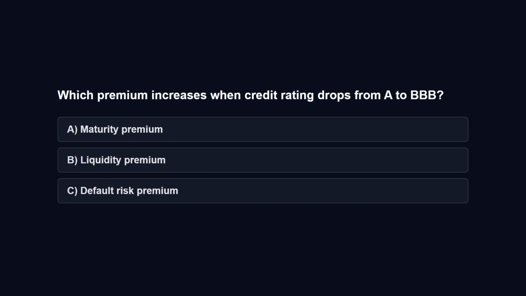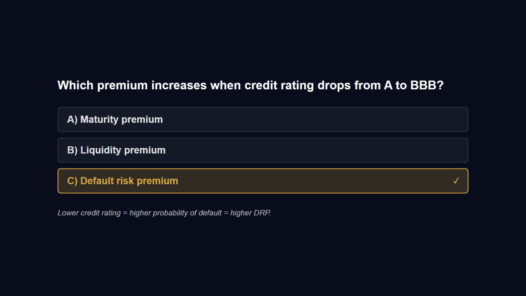Question 5. Which risk premium is most likely to increase when a bond issuer's credit rating is downgraded from A to BBB? A. The maturity premium. B. The liquidity premium. C. The default risk premium.